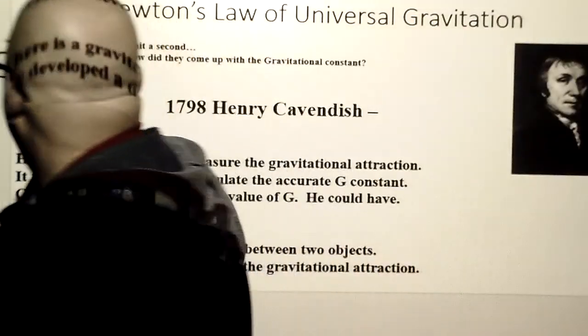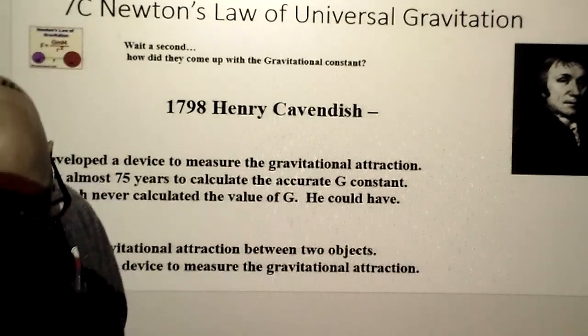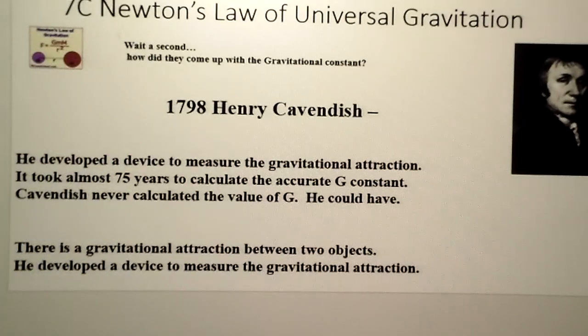Well, there's this other guy in 1798 named Henry Cavendish. Henry Cavendish decided to develop a device to measure this gravitational attraction. Now, it took nearly 75 years to calculate the accurate G constant. He never did calculate the actual value of G. He could have. Cavendish was involved in other experiments too, so don't get any wrong ideas. He just developed a device to measure this gravitational attraction.